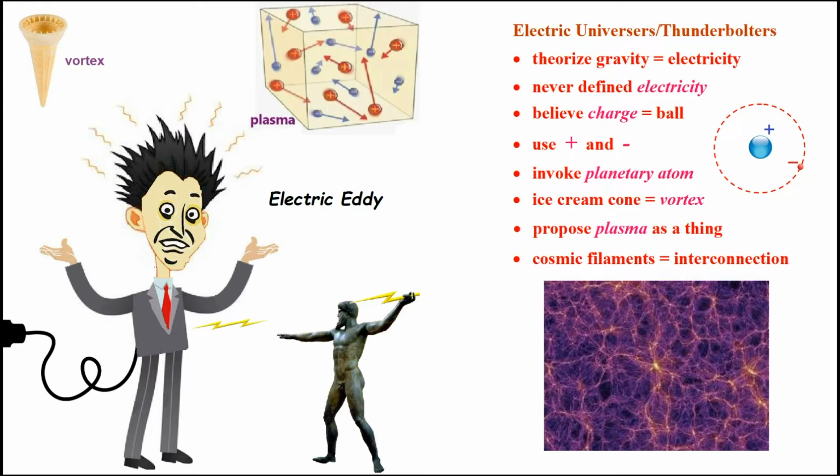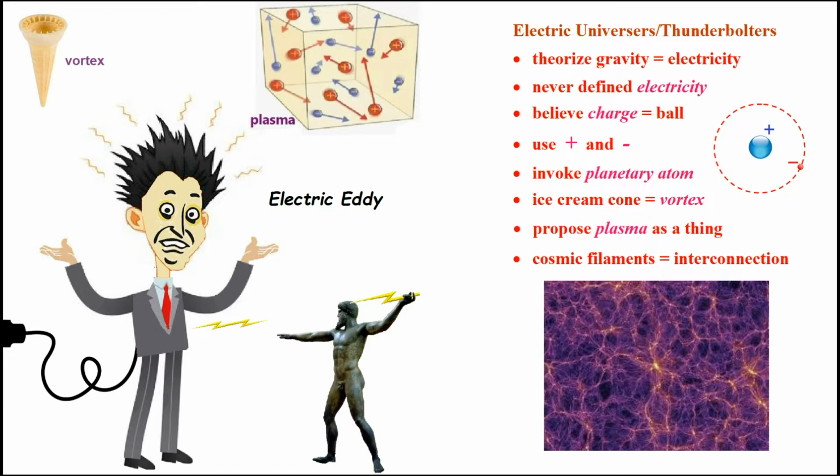They propose that plasma is a thing. And no, plasma is not a thing, and it takes an electric universer, a thunderbolter, years and years to understand the argument there. They don't understand why plasma is not a thing. And it's good luck trying to convince them of what they don't know.